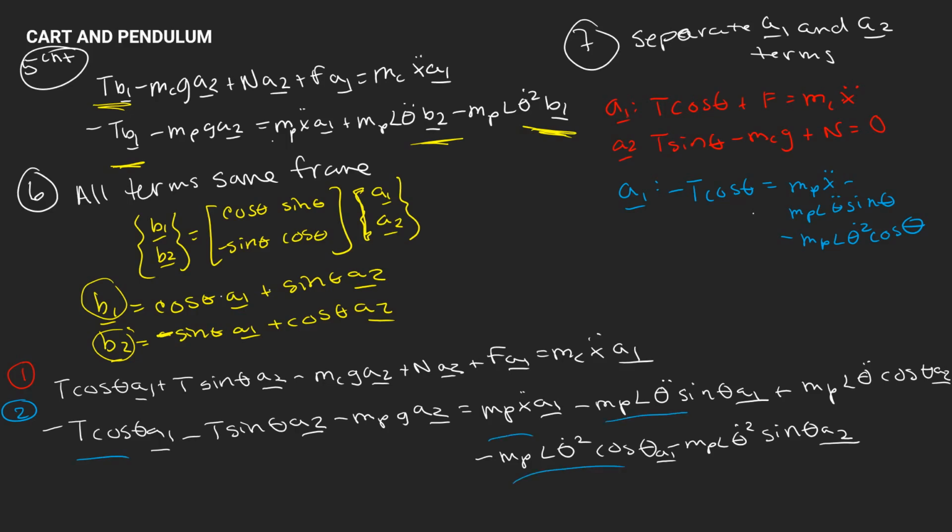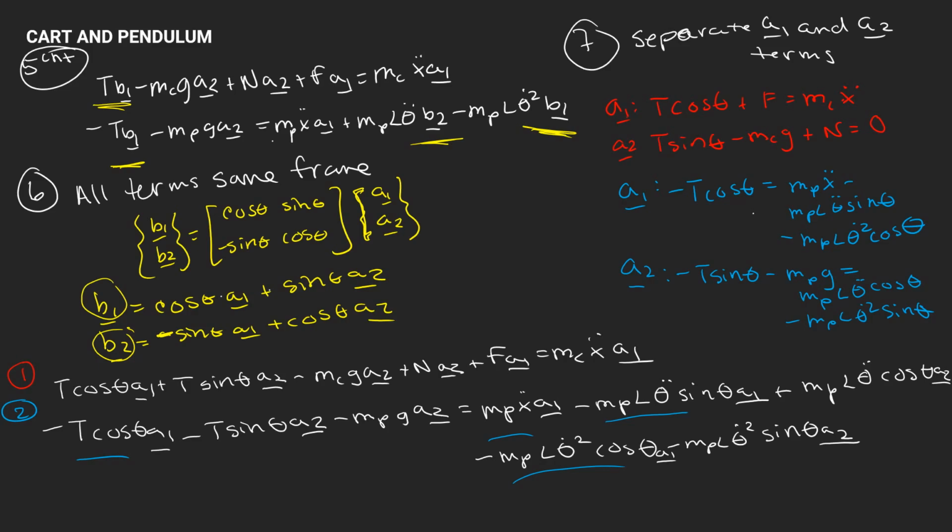All right, so again, that's 1, 2, 3. Okay, and now we have the A2 terms here. We have negative T sine theta minus m_p g, and that is equal to m_p L theta double dot cosine theta minus m_p L theta dot squared sine theta.